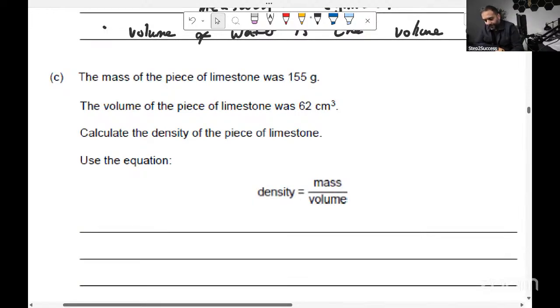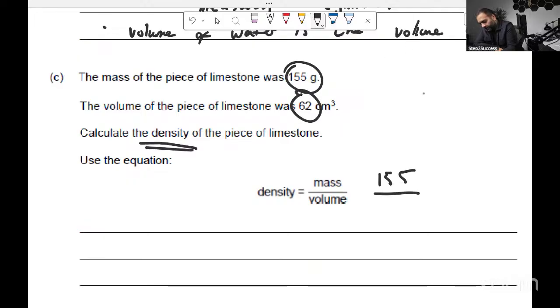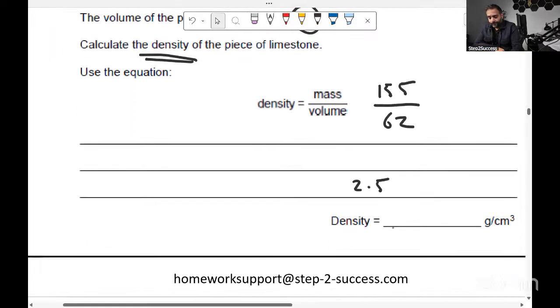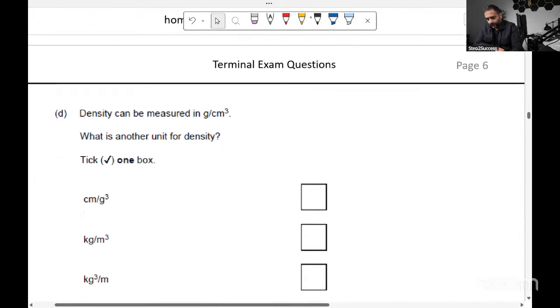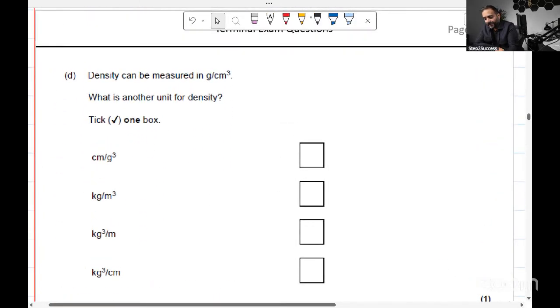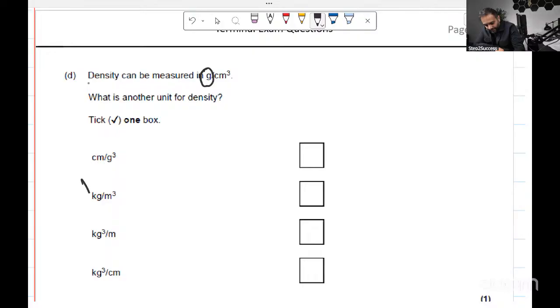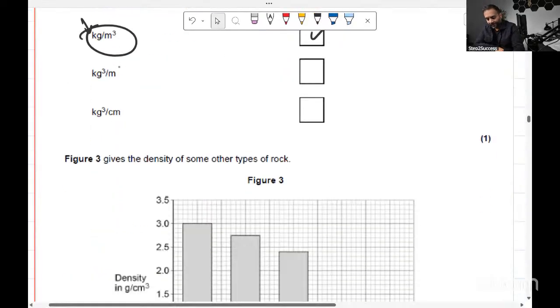I shouldn't need to do this question, but it says calculate the density, which is this number divided by this number, which I think gives you 2.5. Yeah, I think it's 2.5. Density can be measured in grams per centimeters cubed. What is another unit for density? Well, what else can we measure grams in? We can measure grams in kilograms, not kilograms cubed. That doesn't make sense. Which means that is actually the answer because volume can be measured in centimeters cubed or meters cubed, and then the units change in correspondence to that.